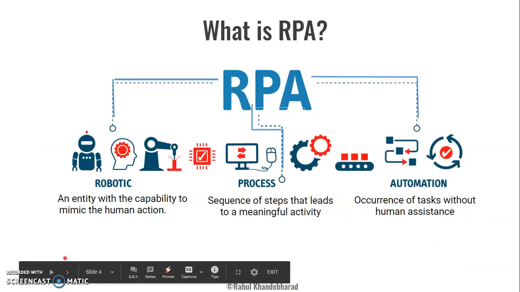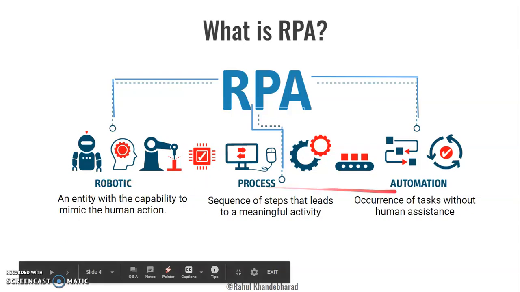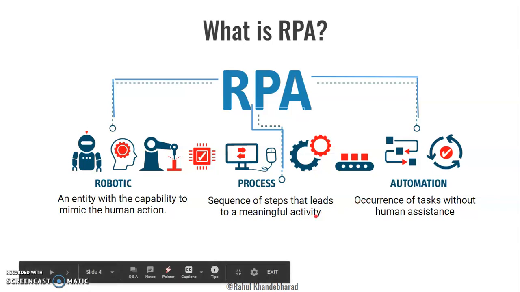So let us begin. What is RPA? RPA consists of three words: robotic, process, and automation. Robotic means an entity that is capable of mimicking human actions, whatever actions a human can do, all those actions can be done by a robot. Process means a sequence of steps that can be taken for doing a meaningful activity, and automation means the occurrence of the task without any human assistance. So the task will be completely done by the robot. This is the word by word meaning of RPA.